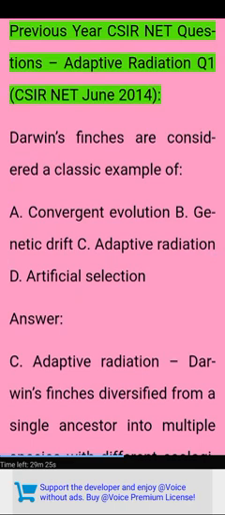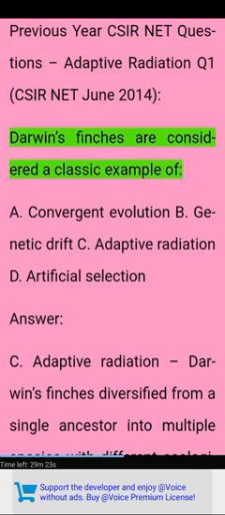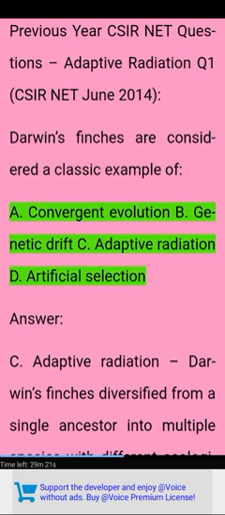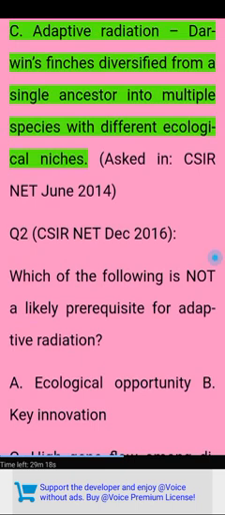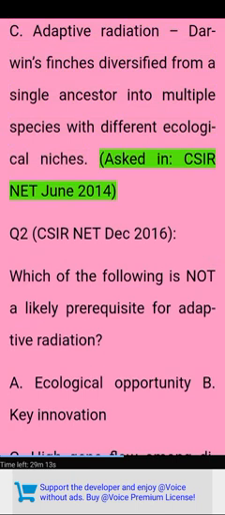Previous year CSIR-NET questions, Adaptive Radiation. Q1, CSIR-NET June 2014. Darwin's finches are considered a classic example of: A, convergent evolution; B, genetic drift; C, adaptive radiation; D, artificial selection. Answer: C, adaptive radiation. Darwin's finches diversified from a single ancestor into multiple species with different ecological niches. Asked in CSIR-NET June 2014.